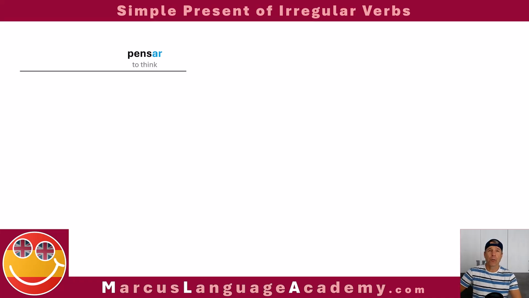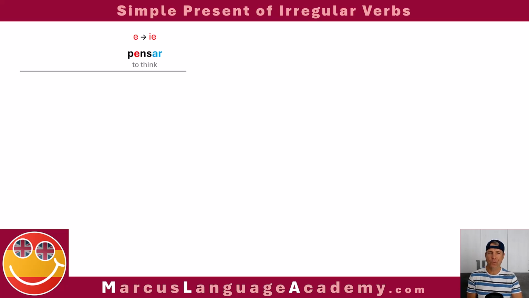Here we have our first example verb. It's pensar, to think. And you see the ending here is in blue because I use the blue color for all AR verbs. It's a special group and therefore I use colors in my course, and also here to really show you what's going on. But today we have irregular verbs.